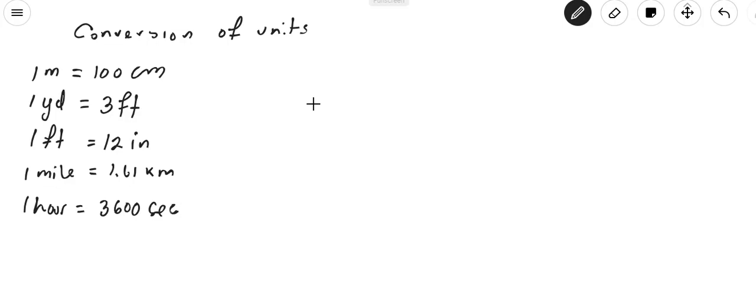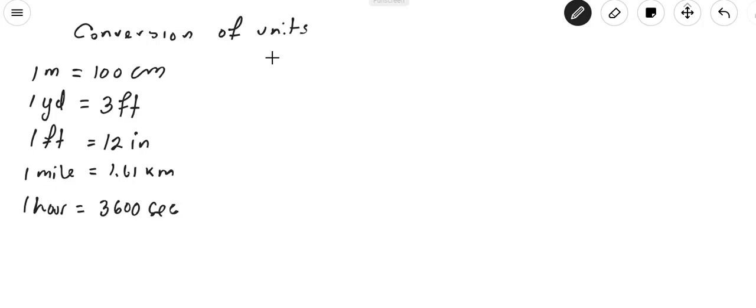We have 1 meter is equal to 100 centimeters. 1 yard is equal to 3 feet. 1 foot is equal to 12 inches. 1 mile is equal to 1.61 kilometers. And 1 hour is equal to 3,600 seconds. So knowing this relation between the units, now I want to show you some conversions.